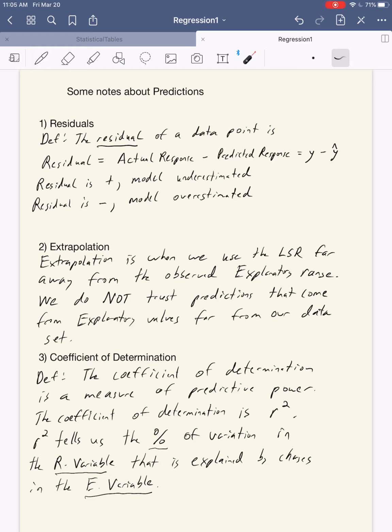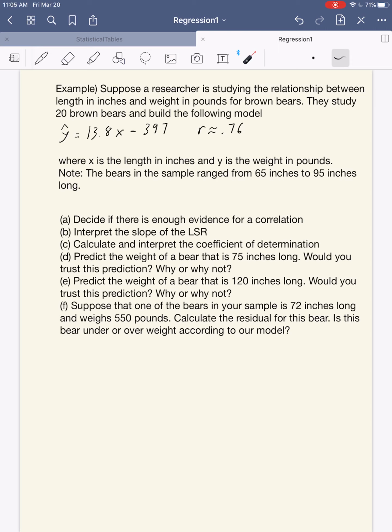All right, let's go ahead and take a look at an example, getting us some more practice with some of the things we introduced in previous videos, as well as discussing these three new ideas. All right, so let's go ahead and take a look at this example here.